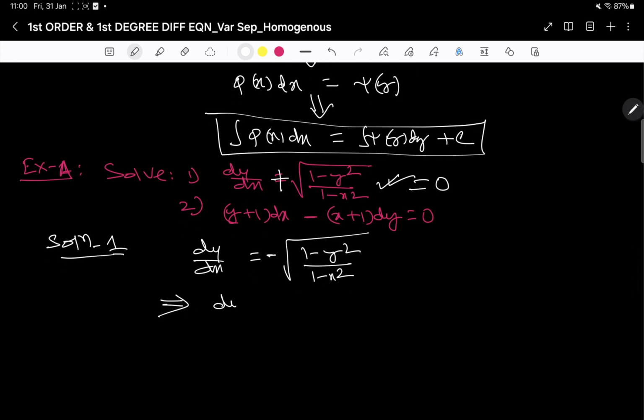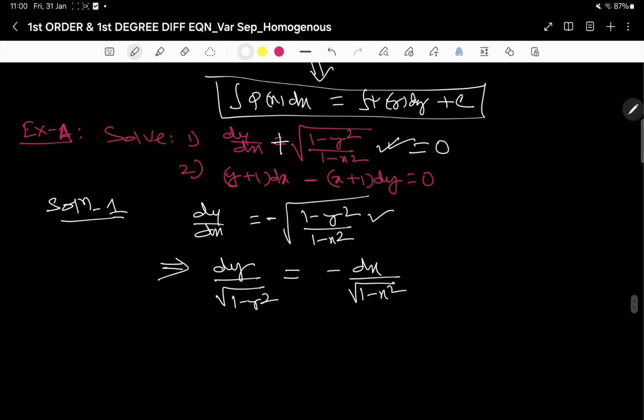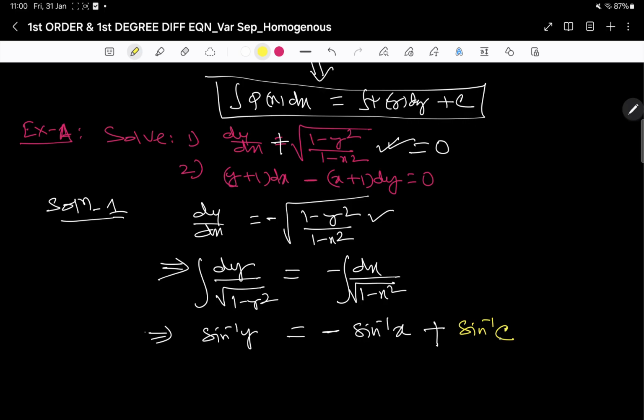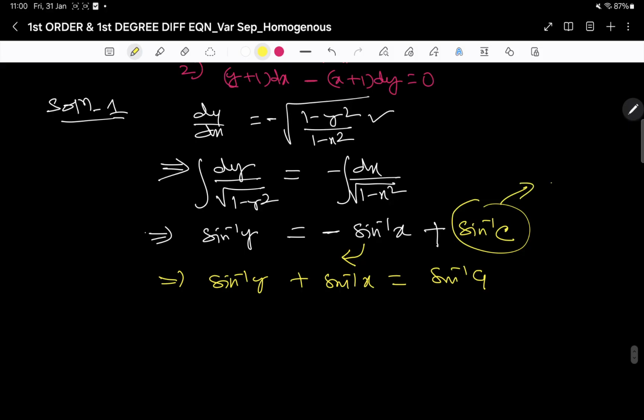So this implies you collect the y term on one side: dy by root over of (1 minus y square) is equal to minus dx by root over of (1 minus x square). Now the variables are separated, integrate both sides. On the left hand side it is sine inverse y, on the right hand side it is minus sine inverse x. Now you have a constant of integration, so we write the constant of integration as sine inverse c1 to get a pattern. Bringing it to this side, sine inverse y plus sine inverse x is equal to sine inverse c1. If we write only c also no issue, and if we leave it here also then it's fine.